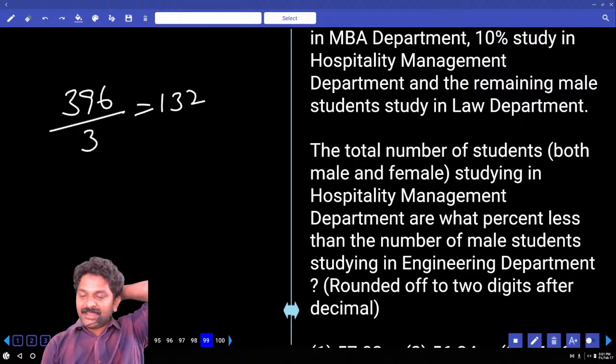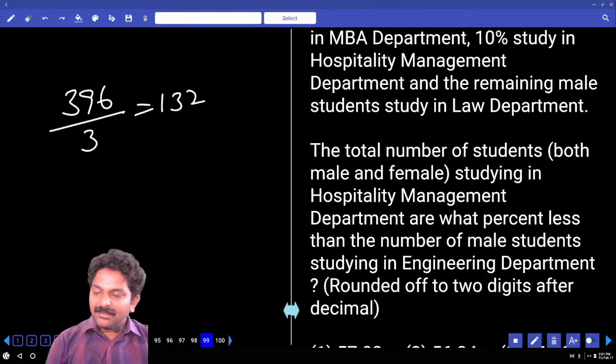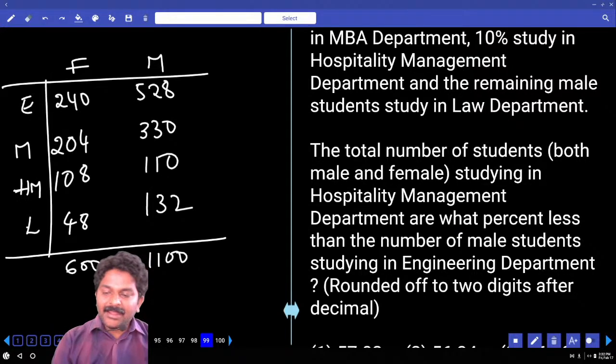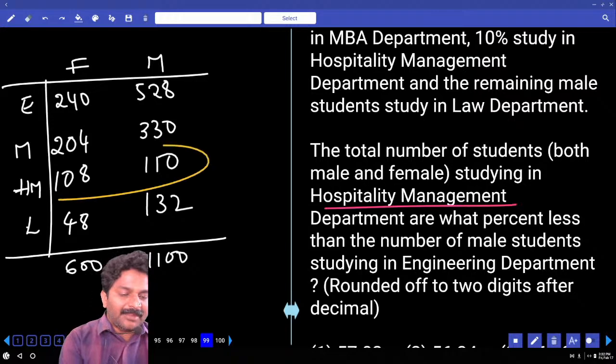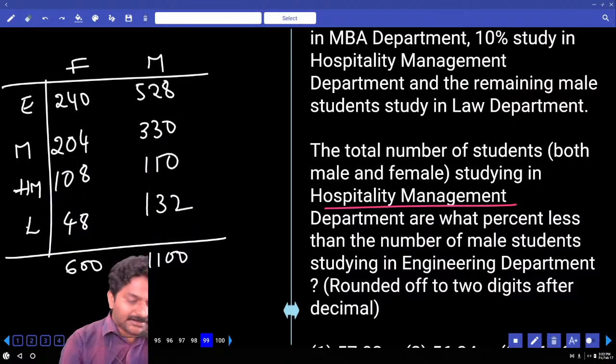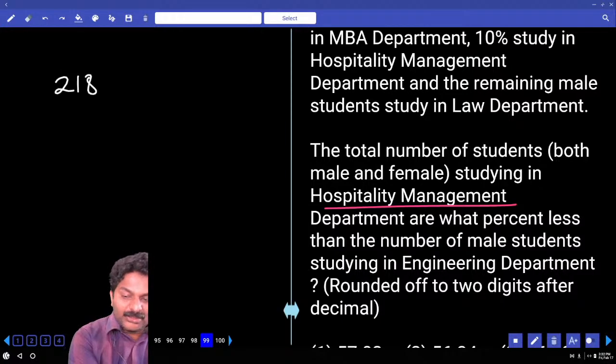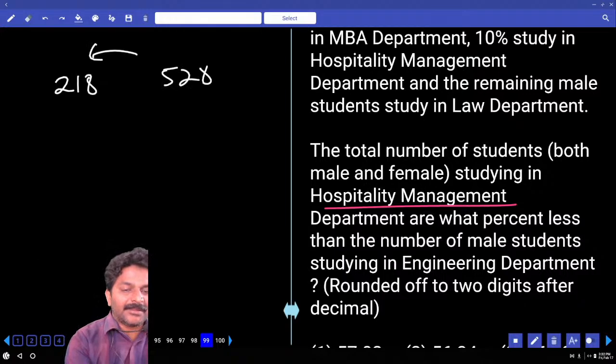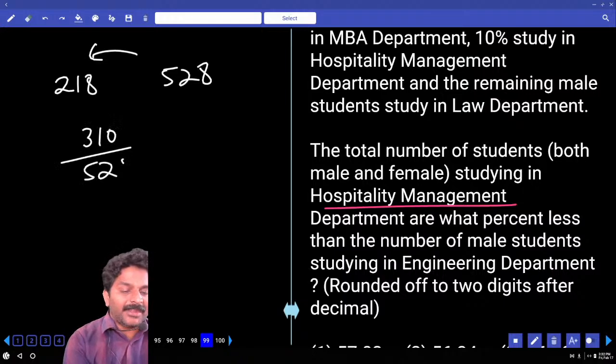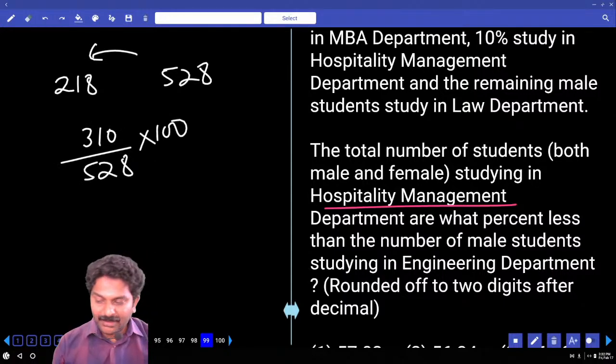The total number of students studying in hospitality management department are what percent less than male studying in engineering department? Regarding hospitality management, we need to consider both male and female. How much is that? 218. So 218 is what percent less than male in engineering? Male 528, correct. So 218 is how much less than 528? 310 less. Upon 528, percentage into 100.